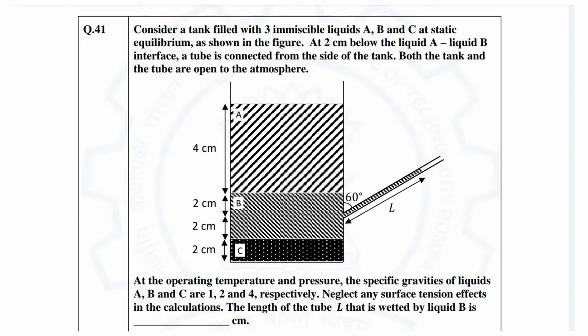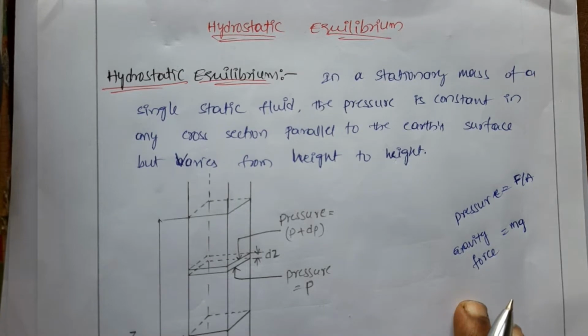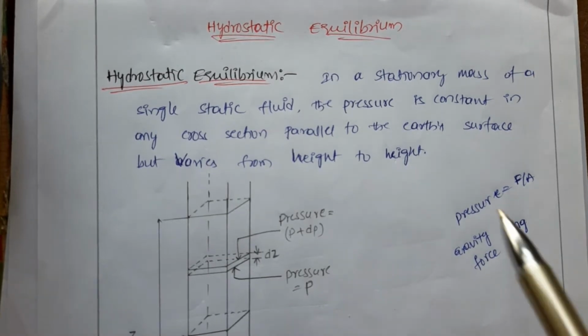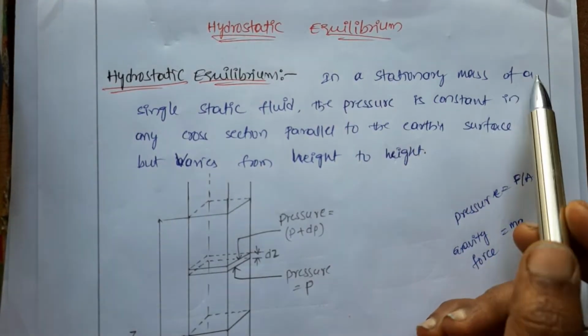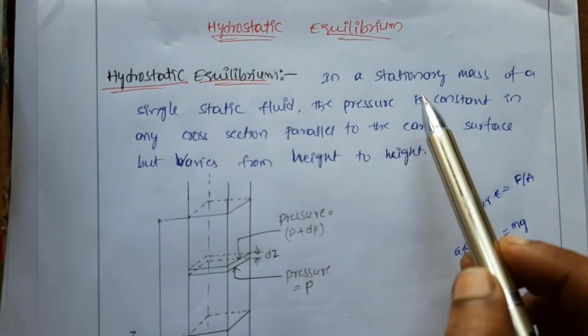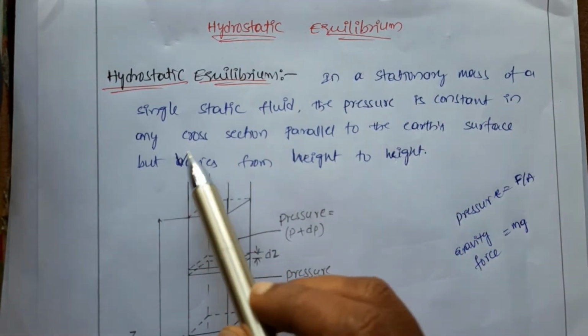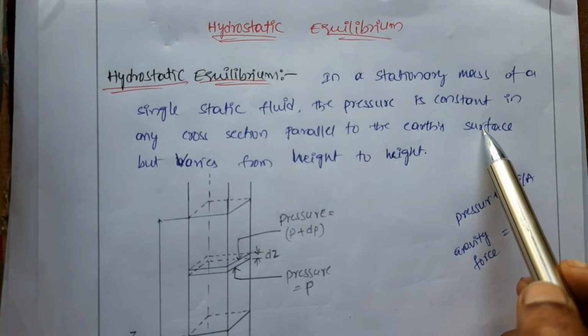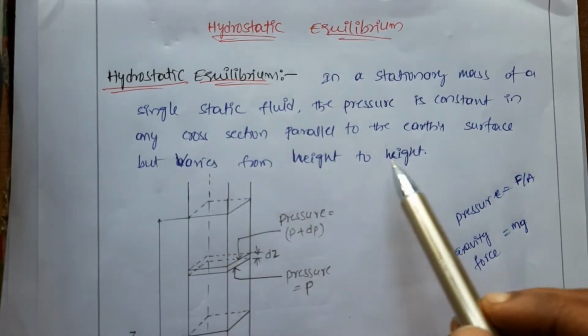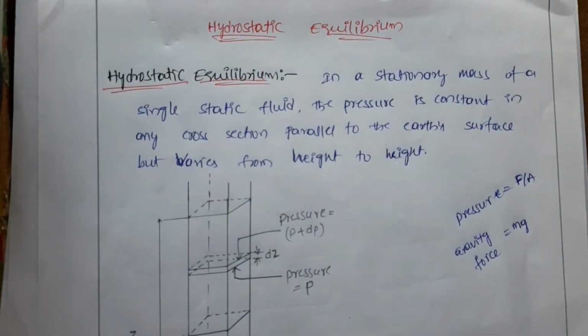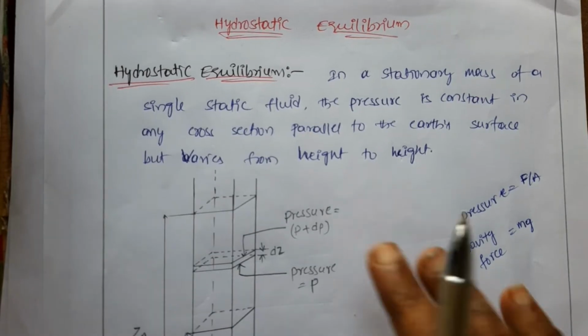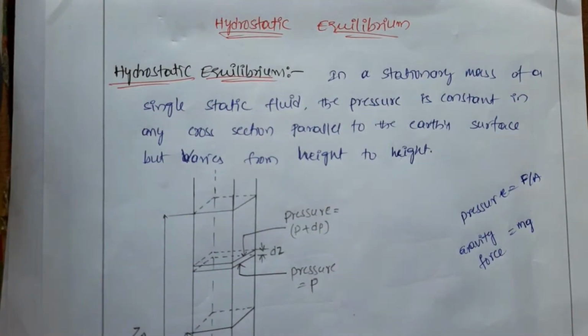What is hydrostatic equilibrium? As per the definition, in a stationary mass of a single static fluid, the pressure is constant in any cross section parallel to the earth's surface but varies from height to height. This is the definition. So let's say this paper is the earth's surface. So this book is at a height, some z or whatever it may be.